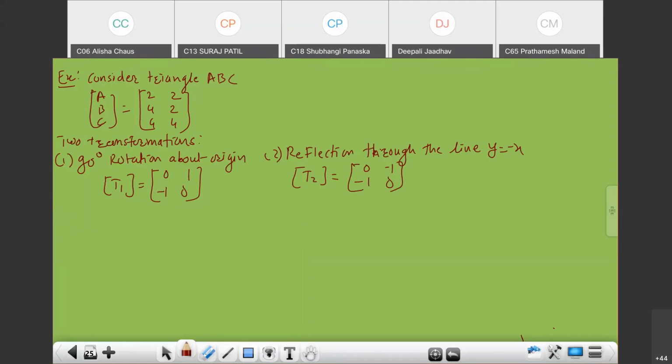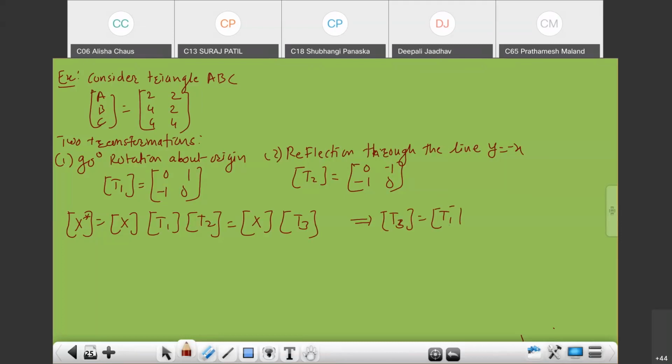The effect of the combined transformation is that x star is equal to x multiplied with T1 and multiplied with T2, or we can write it as x multiplied with T3, where T3 is equal to T1 multiplied with T2. We concatenate the two transformations and then multiply it with the original coordinates.